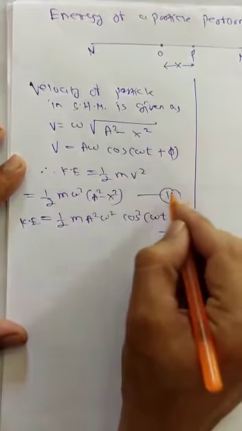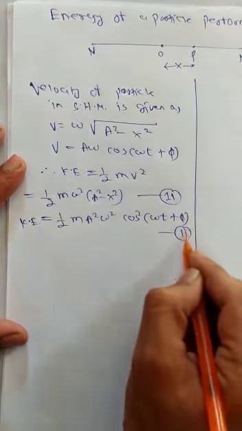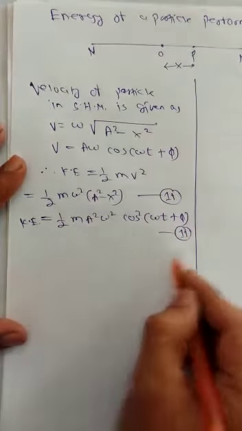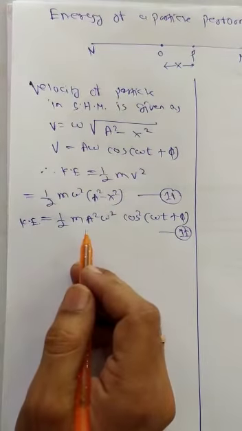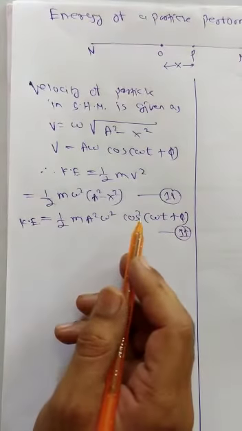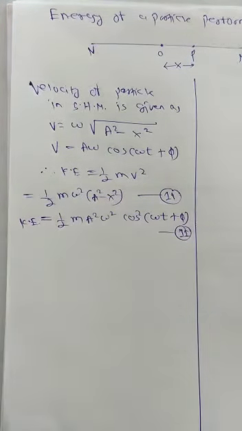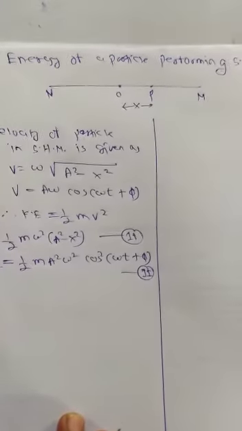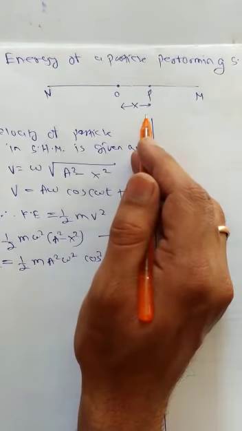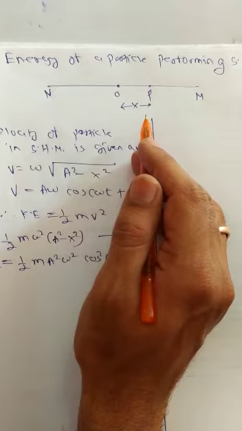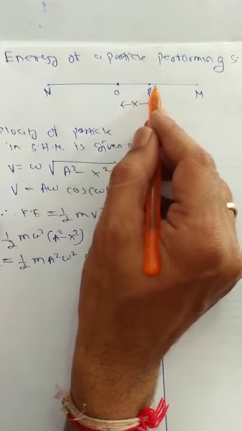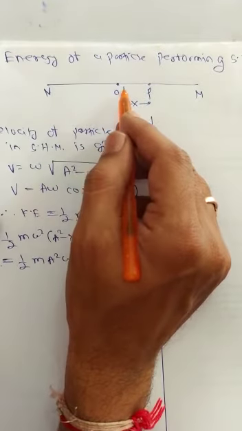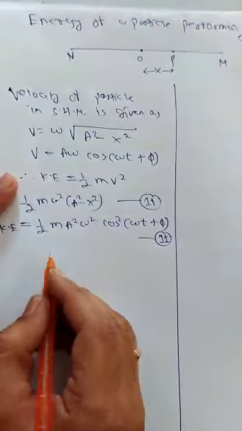So there are two equations we have taken: equation 1 and equation 2. Both are equations of the kinetic energy. This equation indicates that the kinetic energy varies with a cos square term. Now we have to consider its restoring force. From this diagram we can say that the restoring force acts on particle P. If you move the particle along this axis, the force will be along this axis.